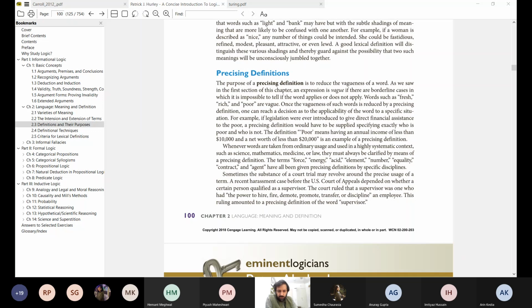Whenever words are taken from ordinary usage and used in a highly systematic context, such as science, mathematics, medicine, or law, they must always be clarified by means of a precising definition. The terms force, energy, acid, element, number, equality, contract, and agent have all been given precising definitions by specific disciplines.